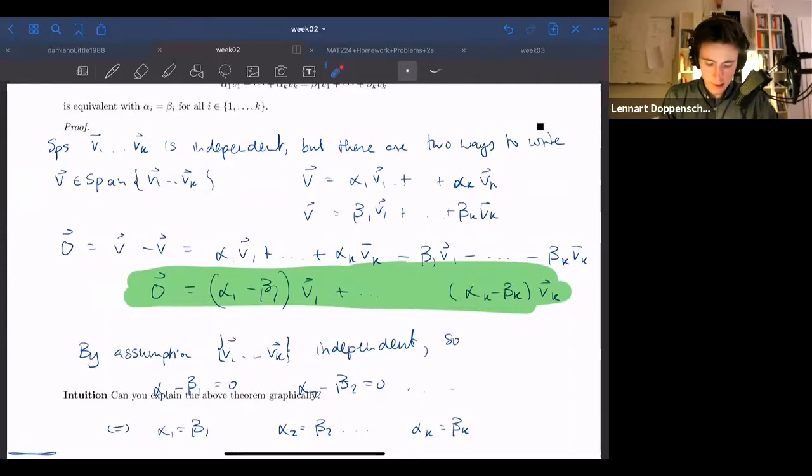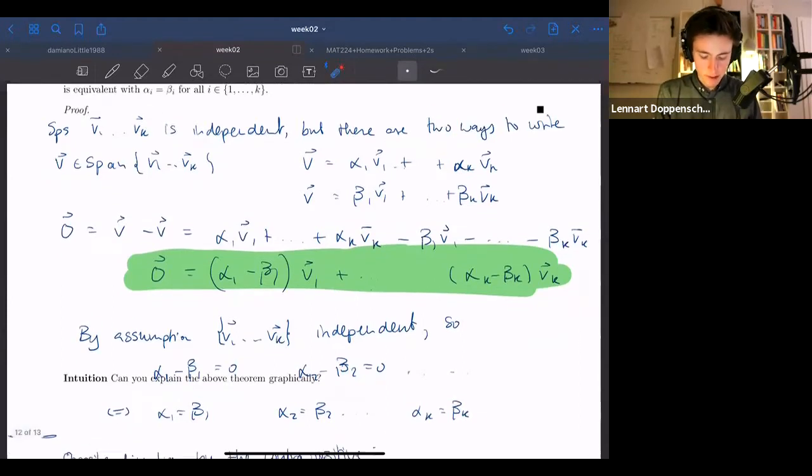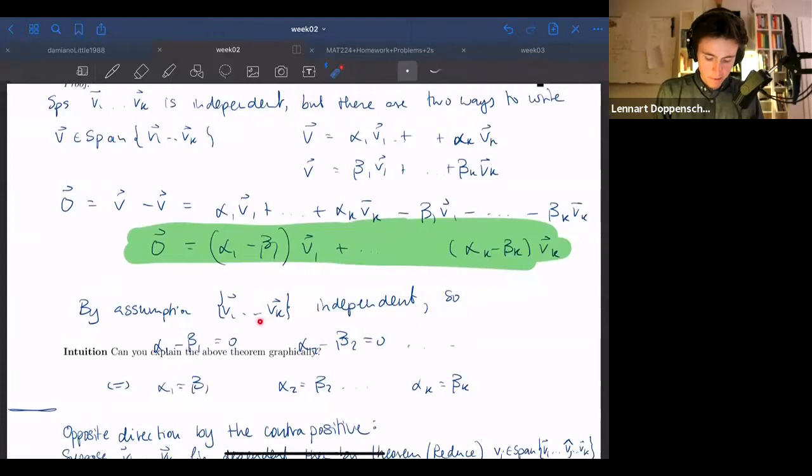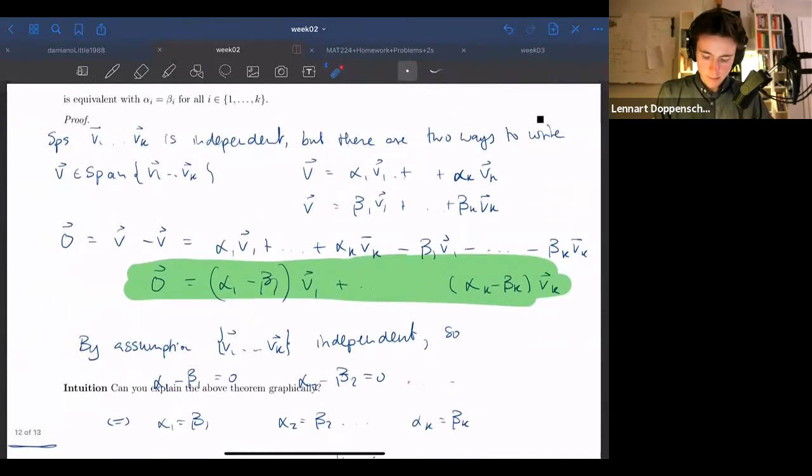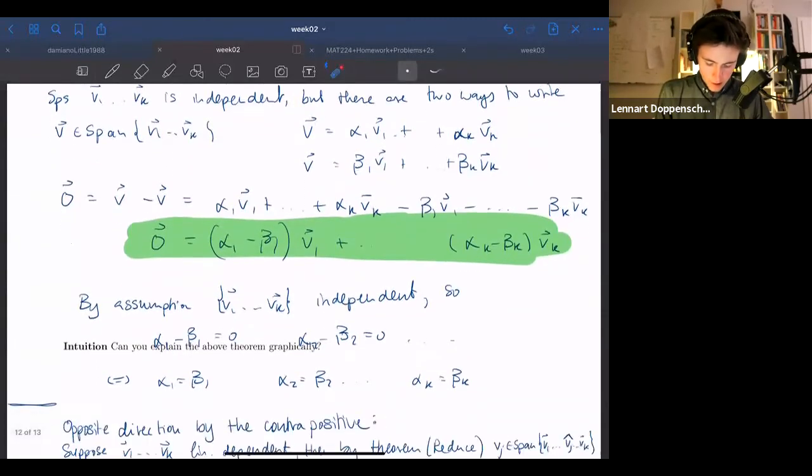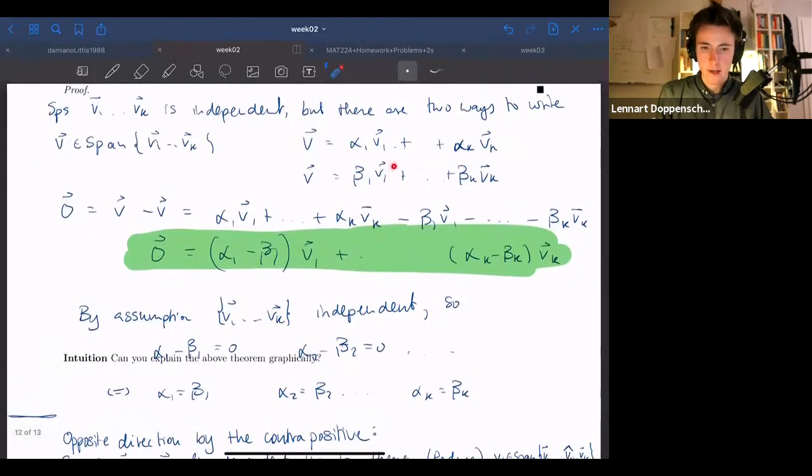But now observe that this is exactly the equation that you consider to check whether the v's are independent or not. And if they're independent, we know that this linear combination is only equal to 0 for the trivial coefficients, for the trivial combination. So then by assumption, if v1 to vk is independent, this means that each coefficient, alpha 1 minus beta 1, alpha 2 minus beta 2, and so on, will be 0. But this just means that the coefficients are the same. So we can conclude that these combinations are actually the same.